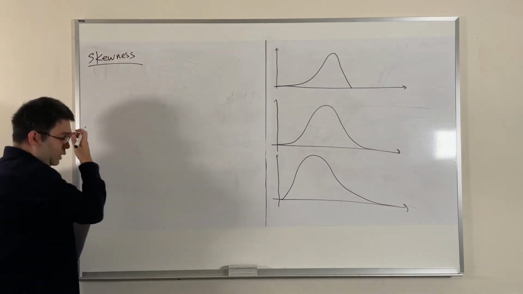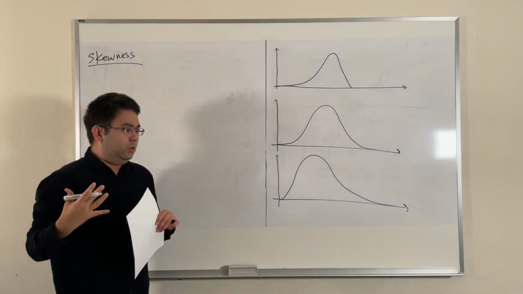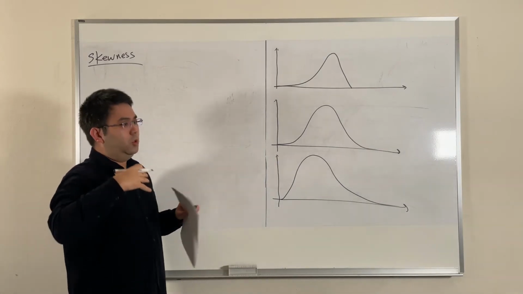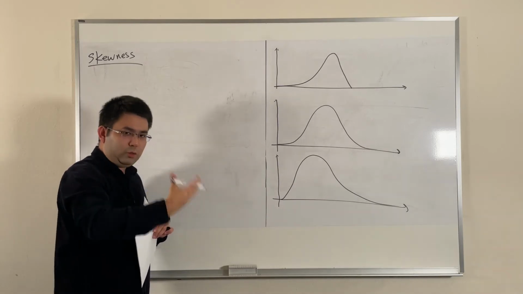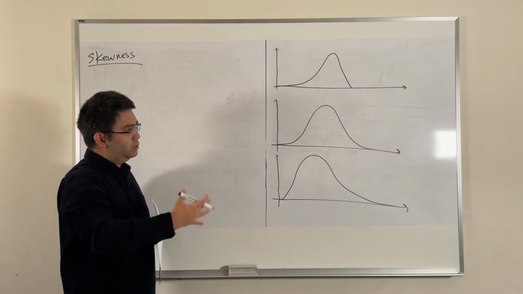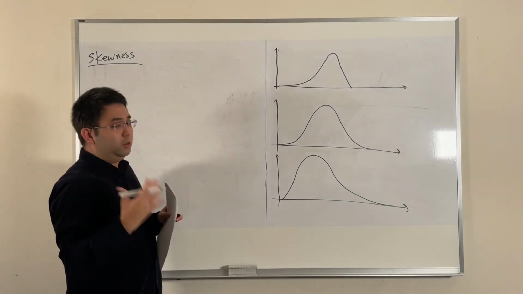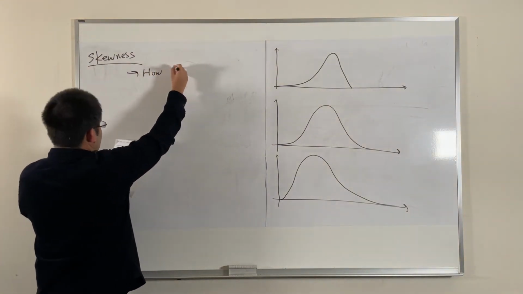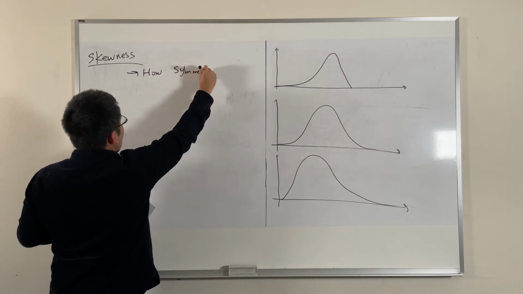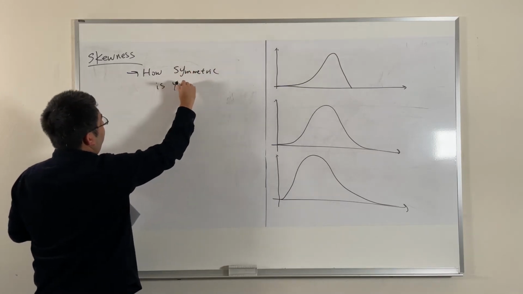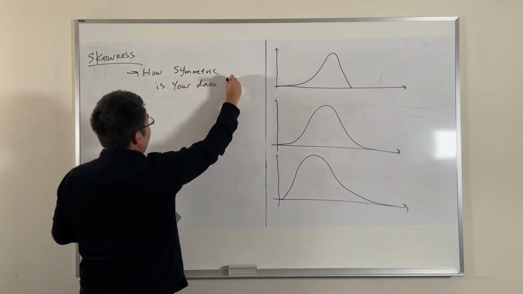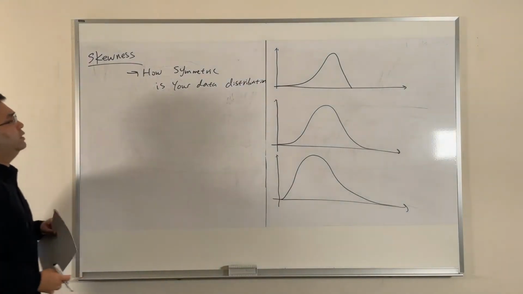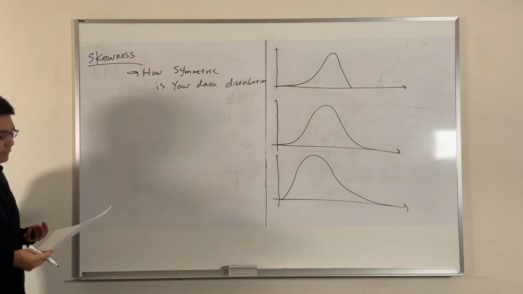Okay, so the concept of skewness is how your data is distributed, so it's how symmetric your data distribution is, whether symmetric or asymmetric. So skewness looks at how symmetric your data distribution is. That's what skewness looks at.